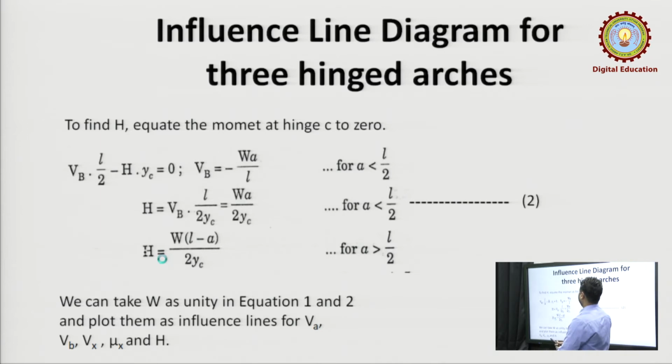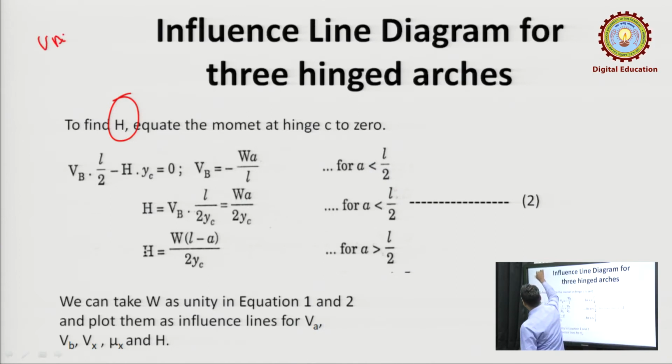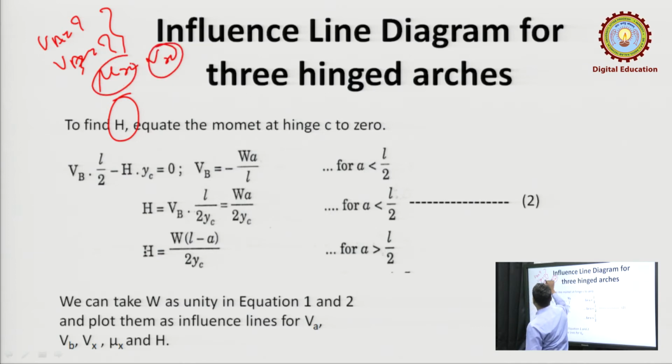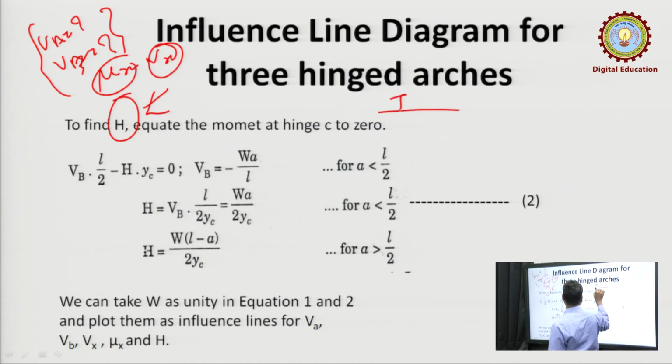Now we have to calculate horizontal thrust. We know the value of VA now. Right now we know the value VB, moment also, and shear. We know all these values, but we have to calculate now for horizontal thrust, because we are going to draw an ILD diagram for horizontal thrust also.